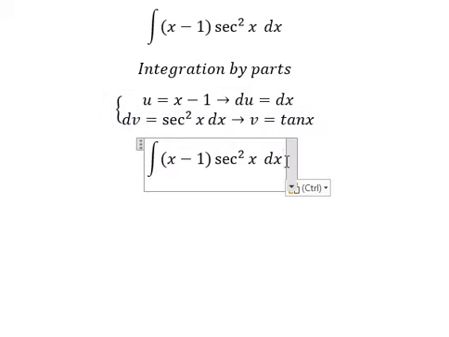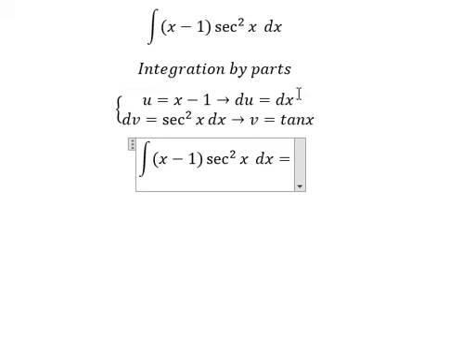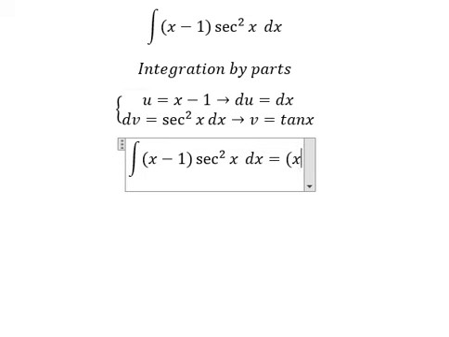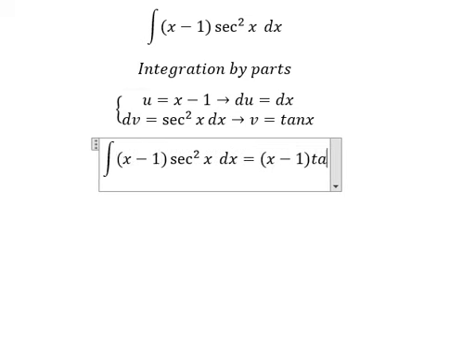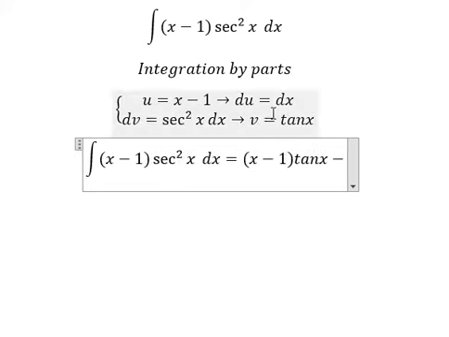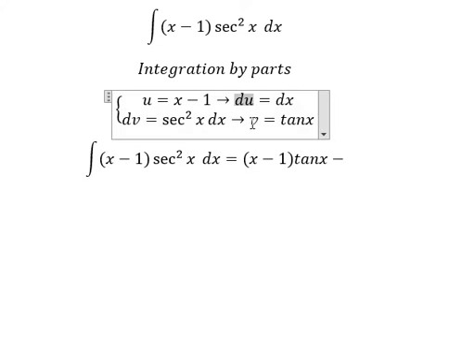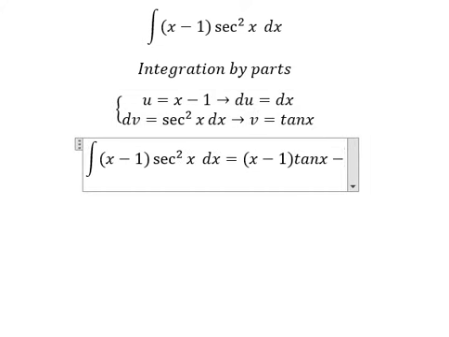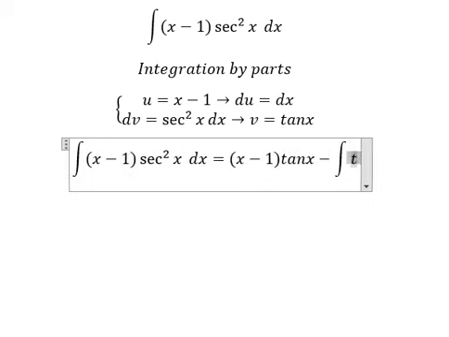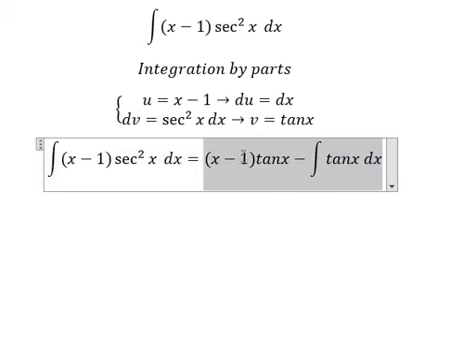Next, we have u multiplied by v. So we have (s minus 1) multiplied by tan s, minus the integral of v du, so we have the integral of tan s ds.